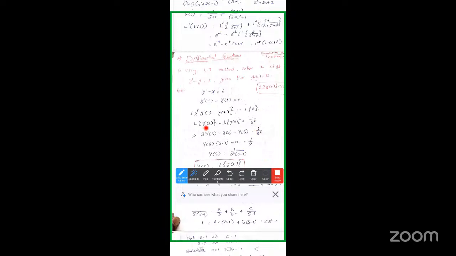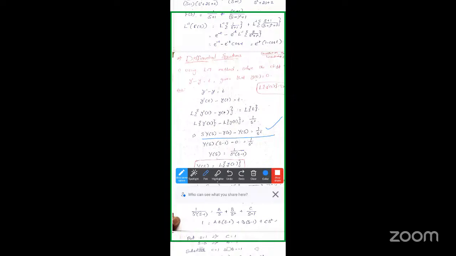We know that the Laplace transform of the first derivative, L of y dash of t, is equals to s into y of s minus y of 0. L of f of t is equals to f of s, so here in place of f, y is there. L of y of t is equals to y of s. So s into y of s minus y of 0 minus y of s is equals to L of t, which is nothing but 1 by s square.